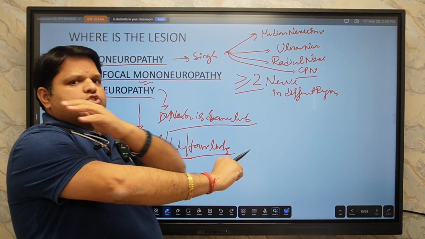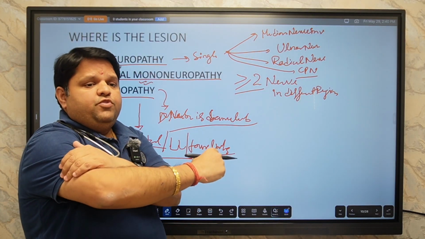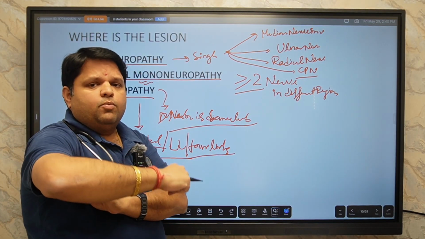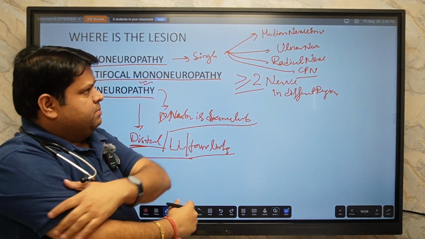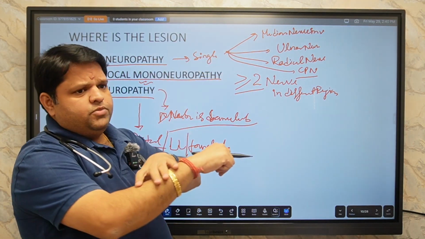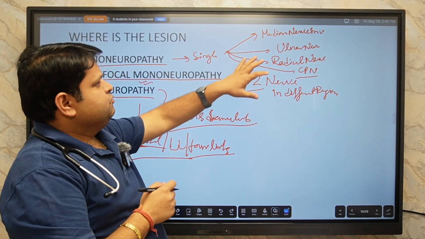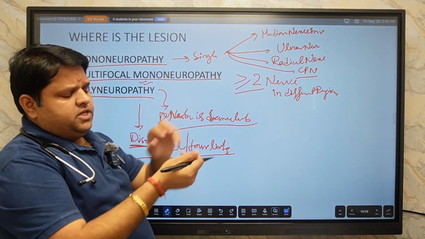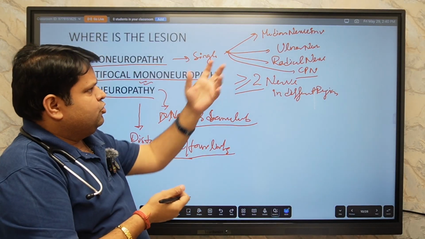Like in radial neuropathy, there is sometimes Saturday night palsy, in which, if we sleep on a chair with the hand in an abnormal posture, that may cause compression of the radial nerve and mononeuropathy of the radial nerve, which may cause wrist drop. This is a type of mononeuropathy. In median neuropathy, there is sometimes carpal tunnel syndrome, which causes involvement of the median nerve only. This may be a mononeuropathy.